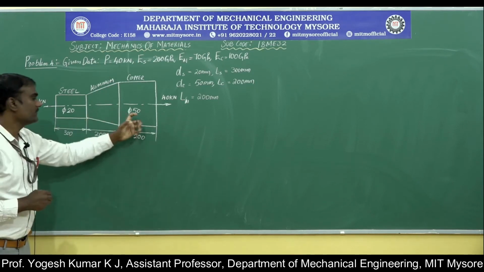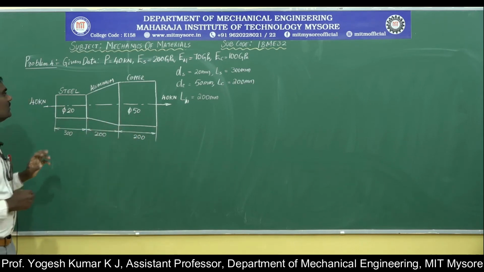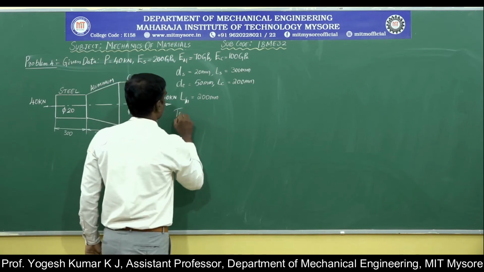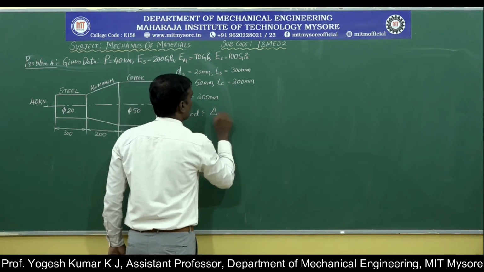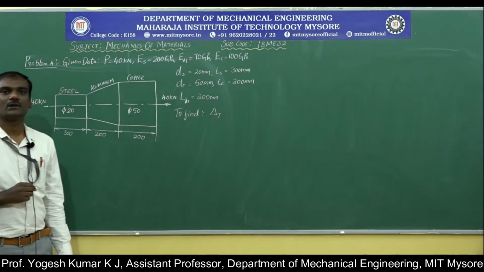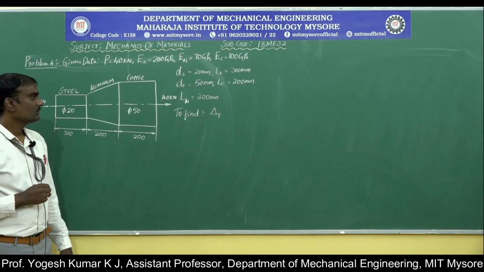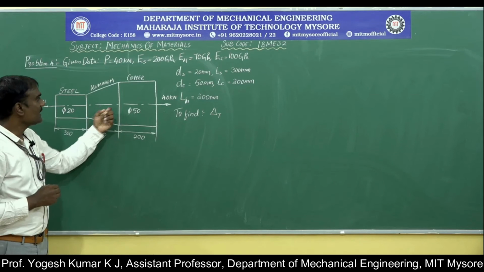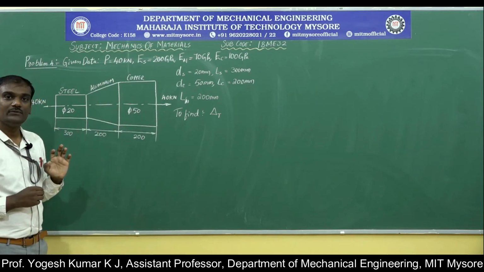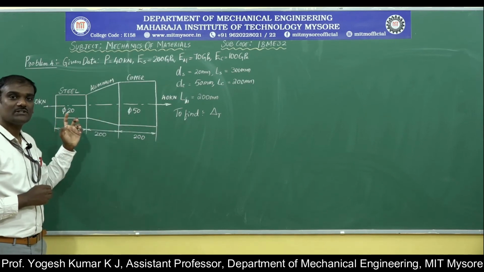So we have three different sections and three different materials. Our duty is to find the total extension or total elongation of the bar given to us. As we did in the previous problem, we will calculate the elongation of steel, aluminum and copper individually. Then we will add them all together, since the bar is subjected to tension.